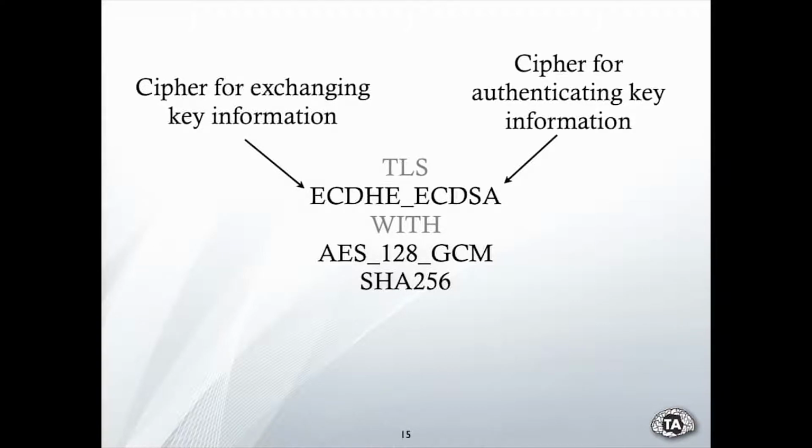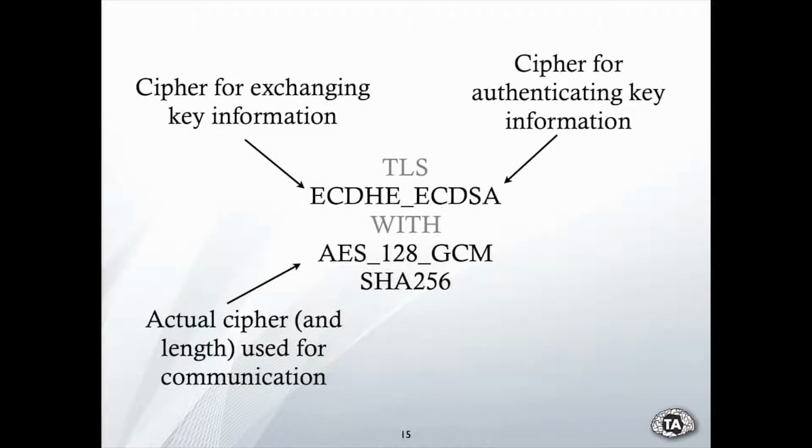But if they can't, then you have two different protocols in this case. AES 128 GCM is the actual cipher and the bit length used for the communication in the tunnel. A common misconception is that people think that an SSL certificate tells you how strong an encryption is. But actually that's not the case.